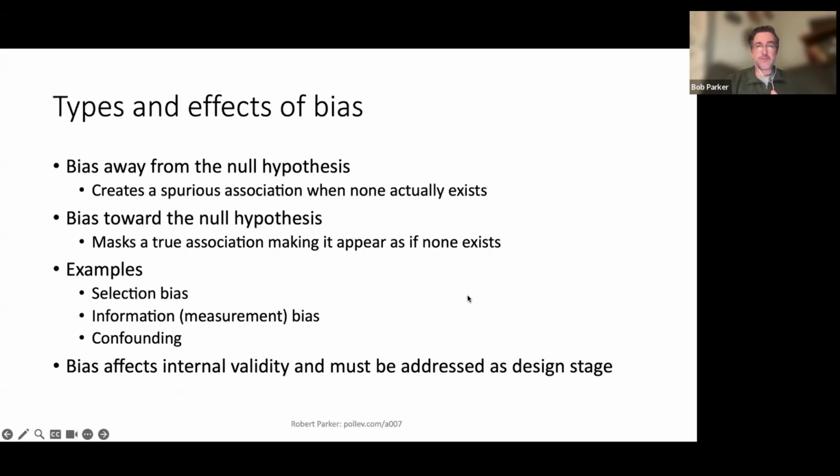Okay, so types and effects of bias. We talk about the null hypothesis in a comparison. A bias away from the null hypothesis creates a spurious association when none actually exists, right? There's actually no impact of the exposure on the outcome, but because of some bias, we might think that one exists. Or we have bias toward the null hypothesis, where we mask a true association, making it appear as if none exists.